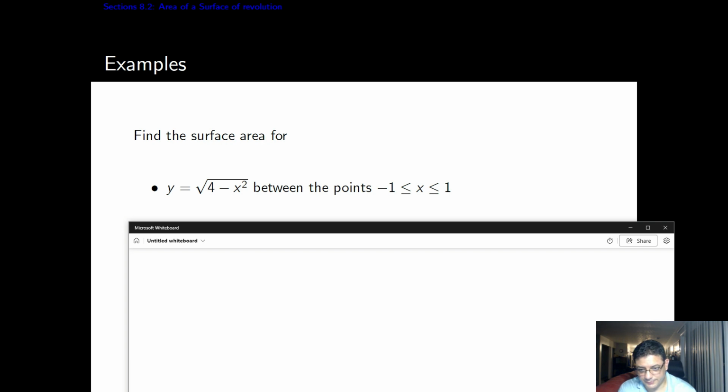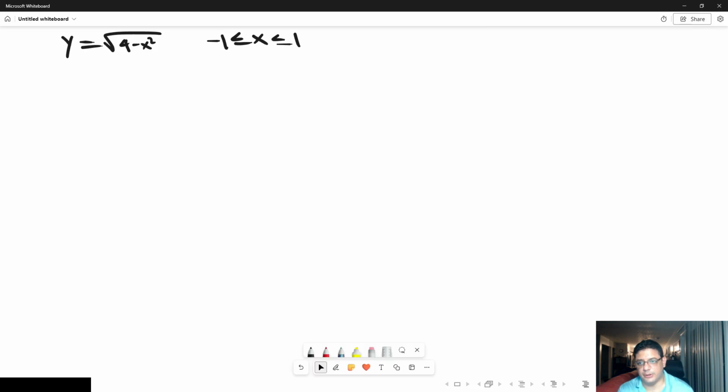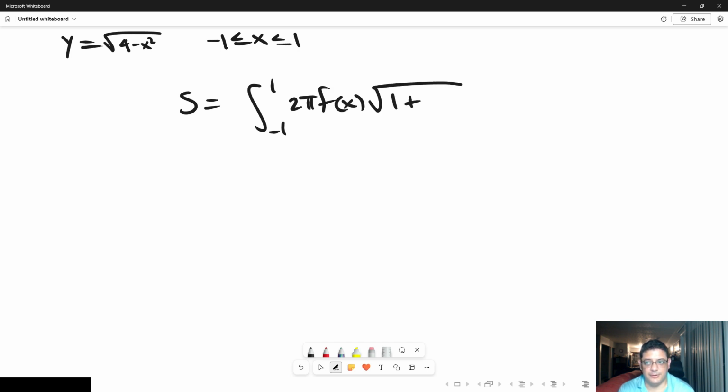So initially we want to take y equals 4 minus x squared between the points minus 1 and 1, and find the surface area. Of course we're going to be rotating with respect to the x-axis, and so this is the integral from minus 1 to 1, and we have the formula 2 pi f of x times the square root of 1 plus y prime squared dx. Once we state the formula, we replace each of the individual pieces.